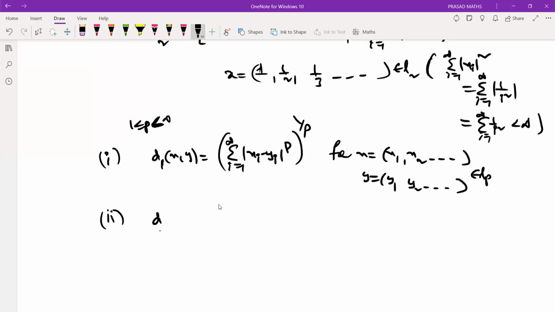D2, nothing but d infinity of x comma y, is equal to the maximum, not maximum, supremum, because there are infinitely many terms, we don't have a maximum. Supremum of mod of xi minus yi, where i belongs to N.